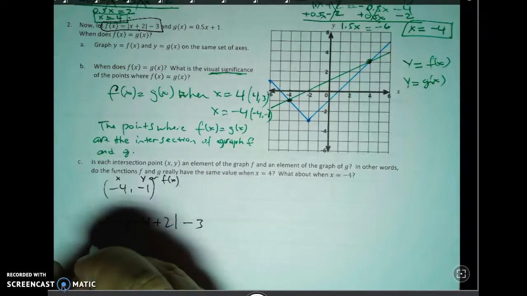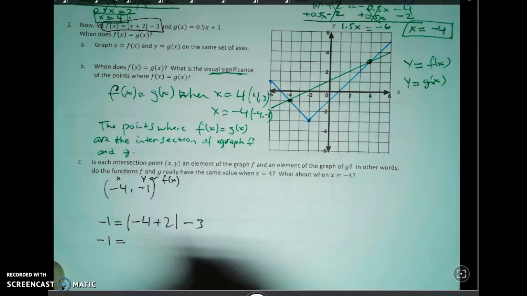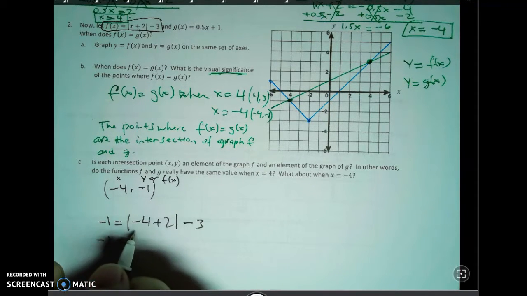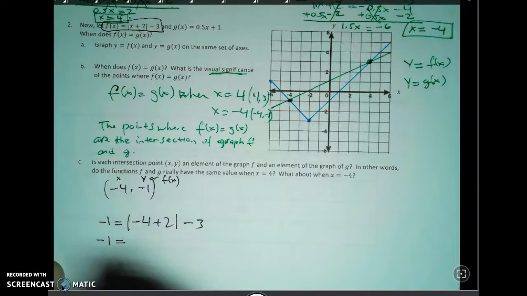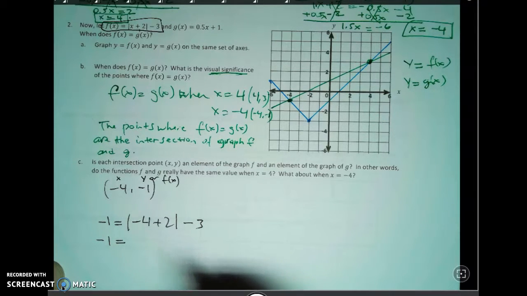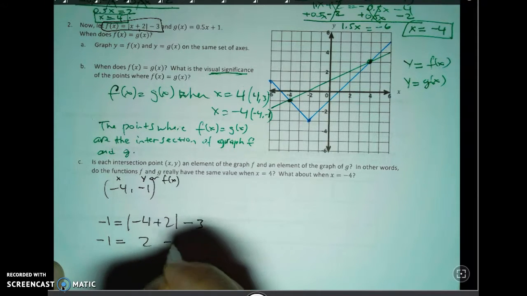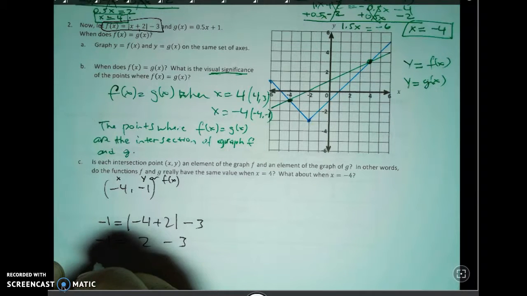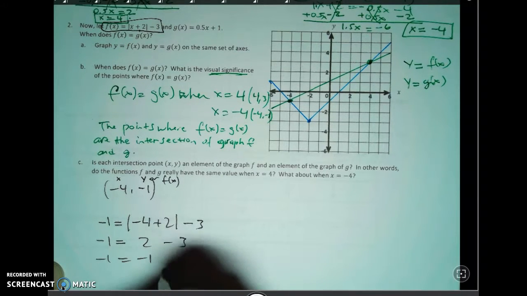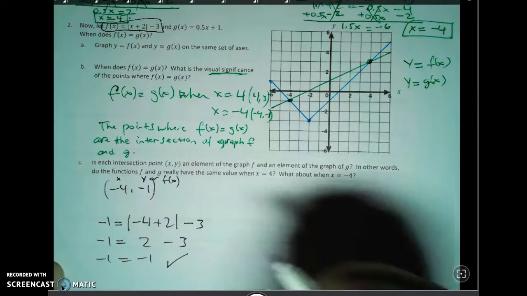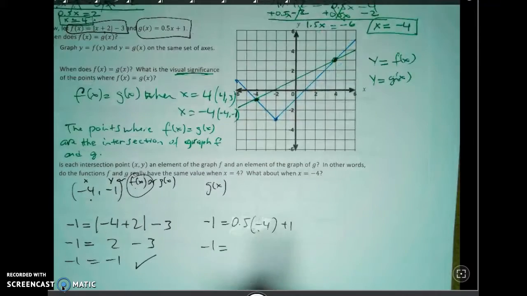So in this case, we're going to have negative 1 equals the absolute value of negative 2, right? Because negative 4 plus 2 is negative 2. The absolute value of negative 2 is 2, minus 3. So negative 1 equals negative 1. So it does check. And also in the other one, I plug in the value negative 4 for x.